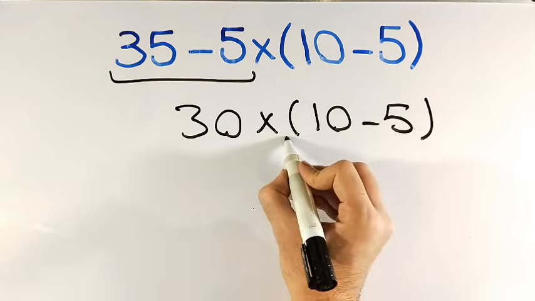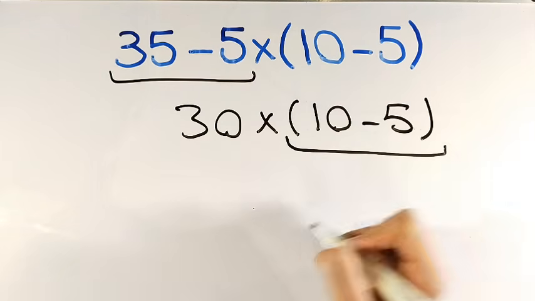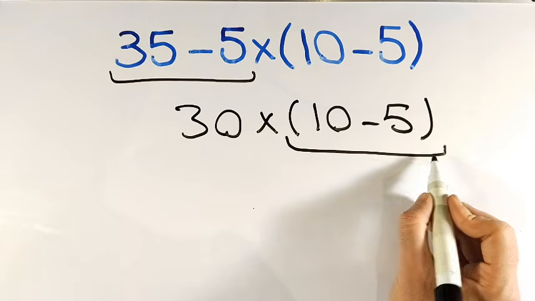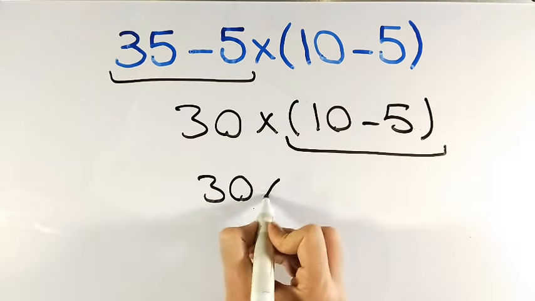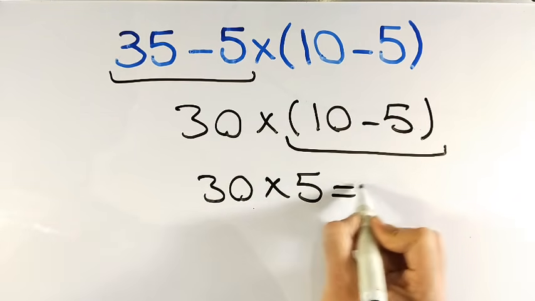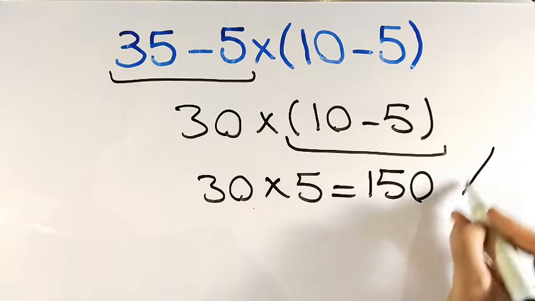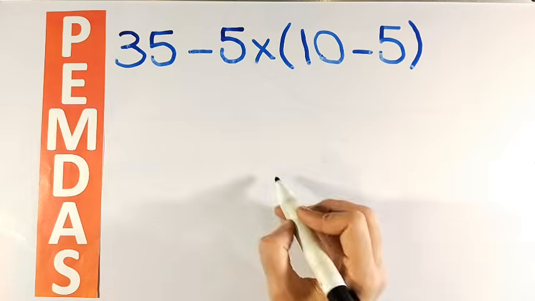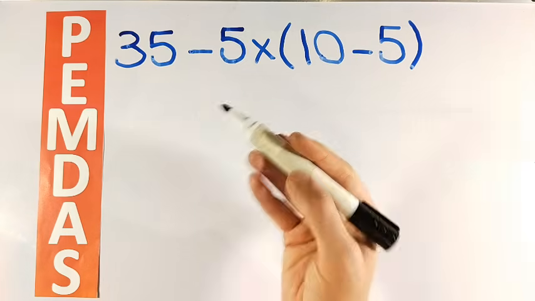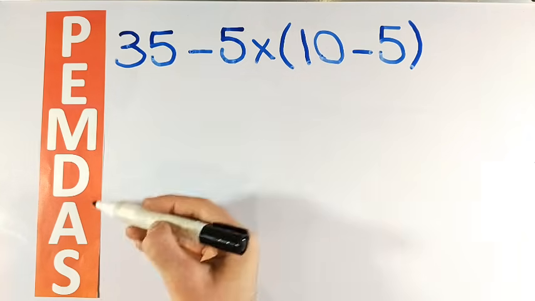And the next step, they go for the expression inside the parenthesis and write 30 multiplied by 5, which finally gives them the answer 150. However, it's not the correct answer to this question. To solve this question, we must follow the order of operations, which is PEMDAS.